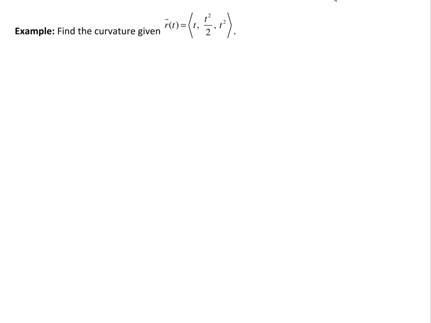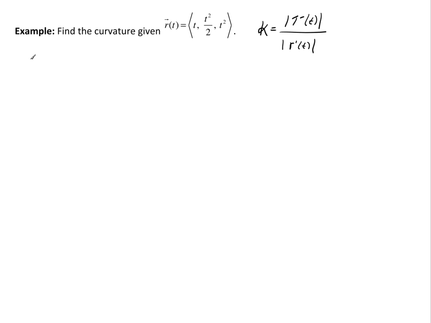Let's go ahead and work through an example here of actually calculating the curvature. Let's find the curvature given my vector function is t, t squared, 2t squared. Now, just as a quick reminder, curvature we define as being the magnitude of the first derivative of the unit tangent vector divided by the magnitude of the first derivative of our vector function. Okay, so I need to find some of these components.